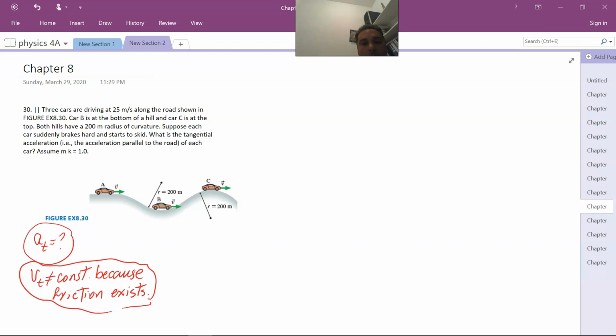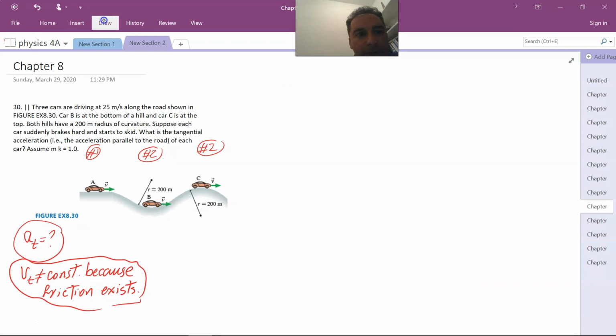Okay, so I call this road has 3 sections. Part 1, part 2 is the bottom of the hill, and part 3 is the top of the hill. I draw a picture for each section here. So here is what I have, part 1.